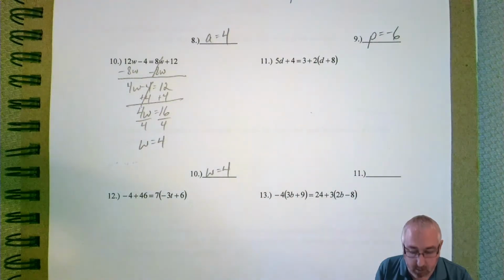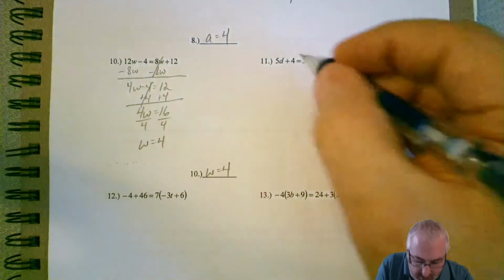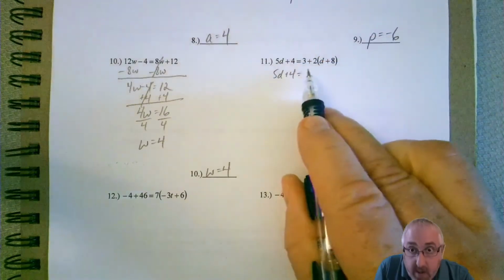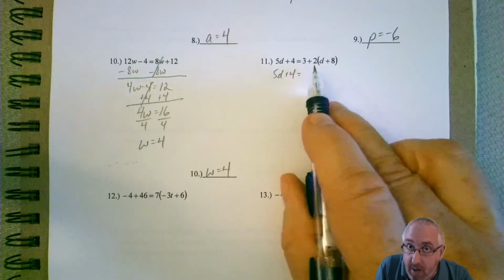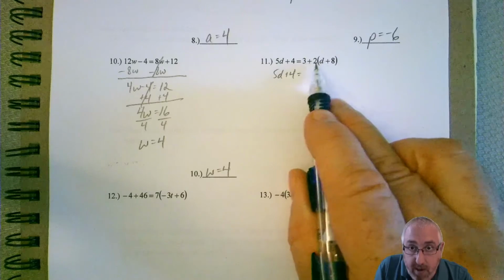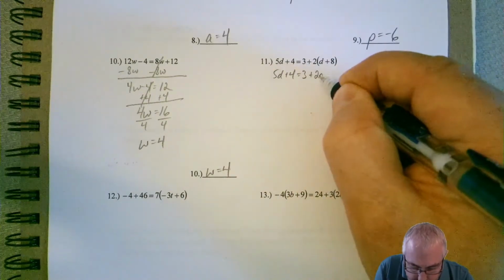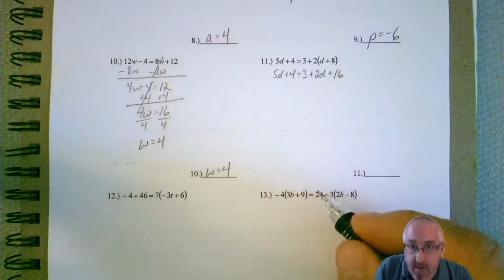Now for this one, again, you want to still try to combine things you can combine on each side of the equals separately. Now on the left here, there's nothing we can do, so we're going to have to just write that down. But on the right, now it's tempting to want to combine the 3 and the 2 together, but they're not in parentheses, so you can't do it. Instead, you're going to want to distribute that 2 into the parentheses. So 2 times d is 2d, 2 times 8 is 16.